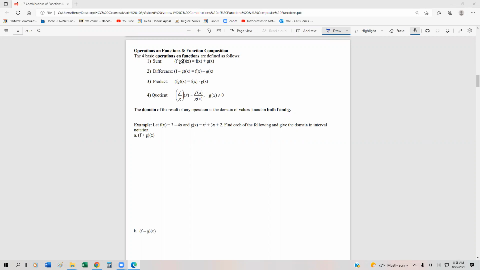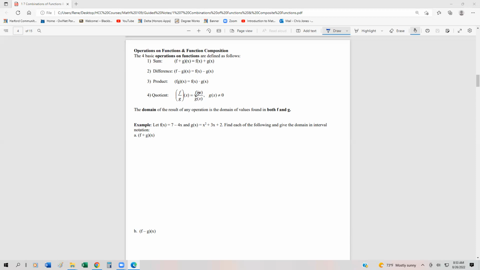So if you want to just add two functions together, (f + g)(x) is the sum of the two functions, similar with the difference of two functions. If we want to find the product of two functions, (fg)(x), that's going to be multiplying two functions. And then finally, the quotient is dividing the two functions together. And of course, the domain is where the denominator cannot be equal to 0 for this.